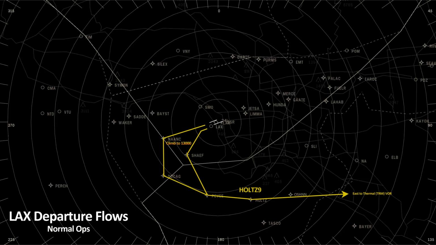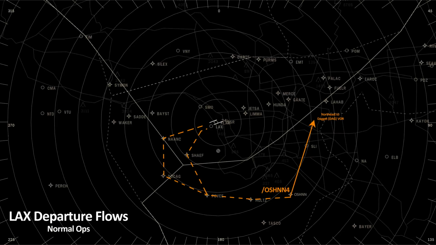Okay, so now let's take a look at another very commonly seen departure procedure, which is the Ocean 4 departure. And I've got dashed lines on this one for a particular reason that we're going to see in just a second. As you look at this departure, it should look awfully familiar.